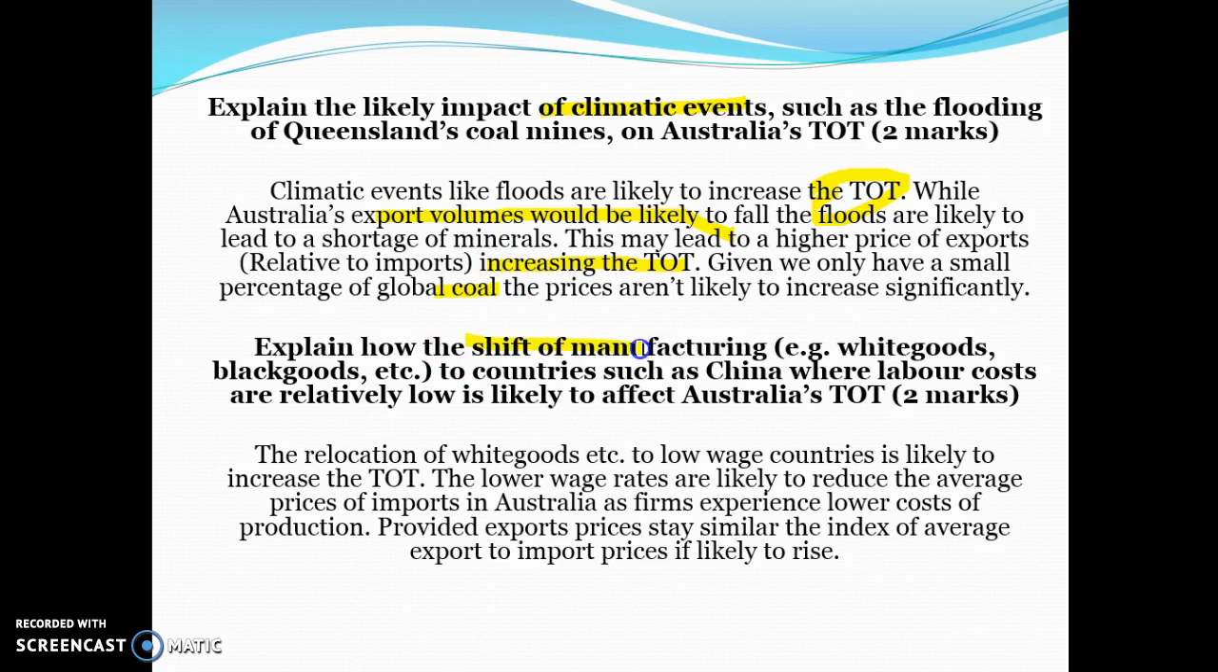Explain how the shift in manufacturing to low-wage countries might affect the terms of trade. Again, that's likely to lead to cheaper import prices, or to reduce the average price of imports, which should lead to lower firms' cost of production, and provided export prices stay the same, that should increase the terms of trade because the denominator is now smaller.